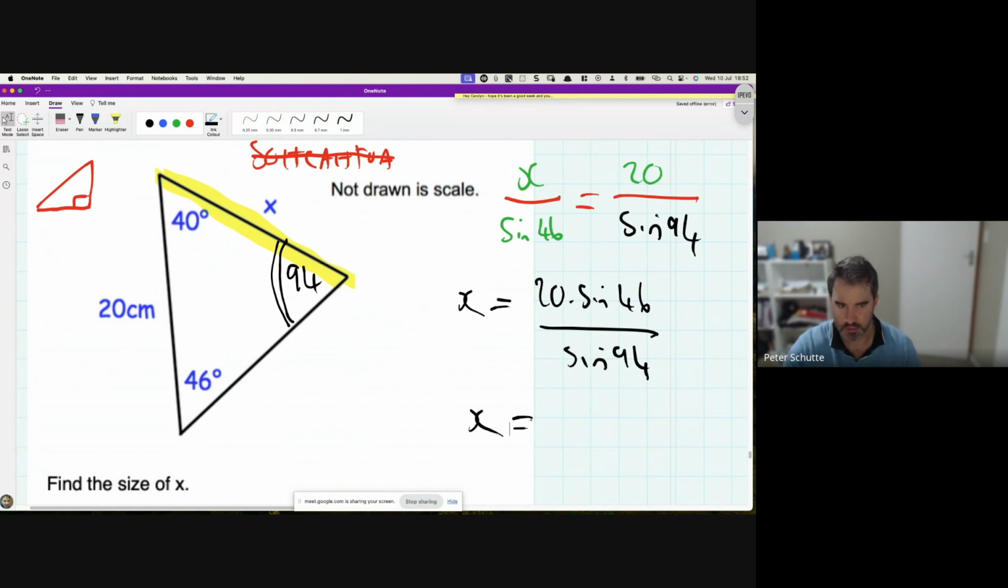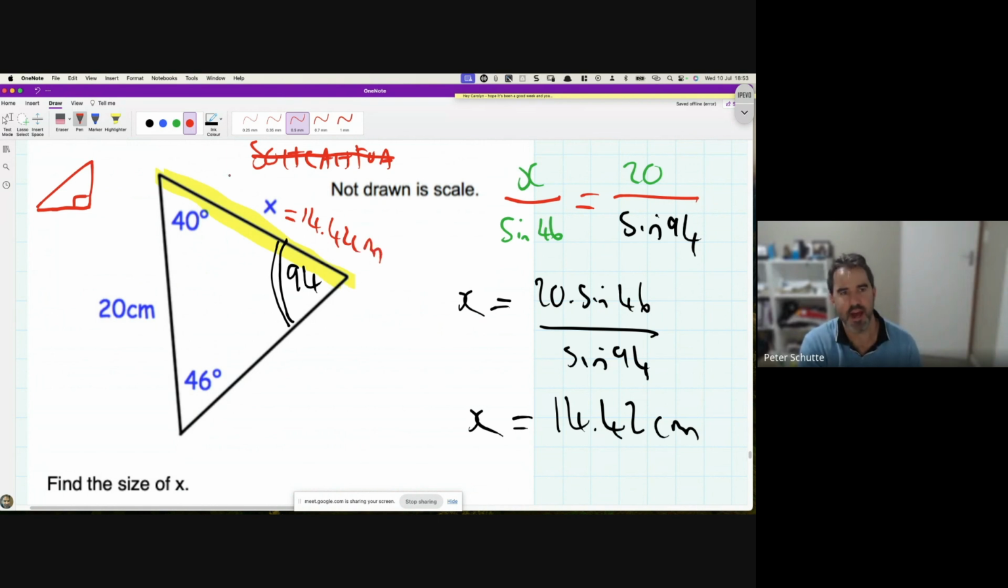So what are we going to get for x? 20 sine 46 over sine 94. And Amelia has got 14.42, so has Rulani. And I'm pretty confident. Well, I get the same thing. So I'm feeling pretty confident.